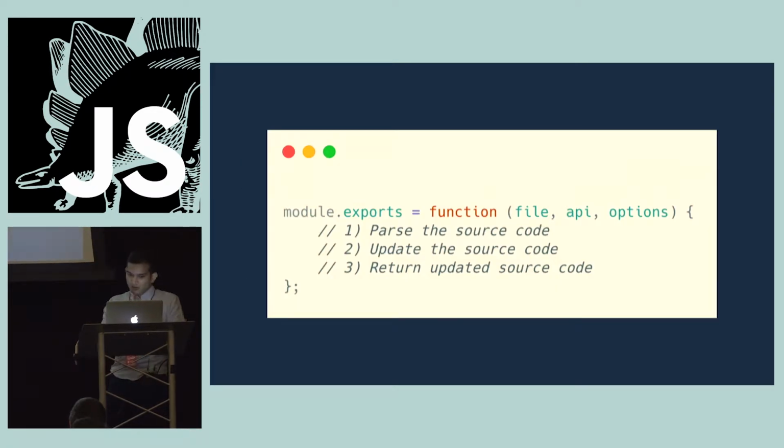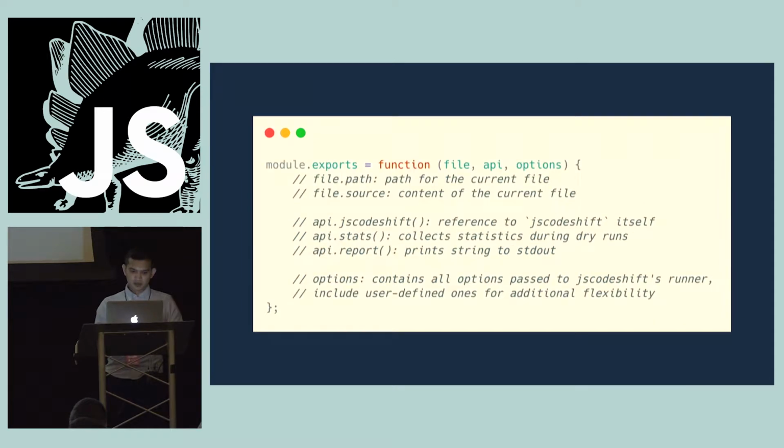So we can perform this process in a transformation file. It's just like any other JavaScript file. And we'll pass this transformation file to JS CodeShift. The transformation file itself is just a JavaScript module, and it exports a function that returns our modified source code. So we have to do those 3 steps from before. We're going to parse our source code in this file. We're going to update our source code as required, and then we'll return our updated source code. So let's take it step by step.